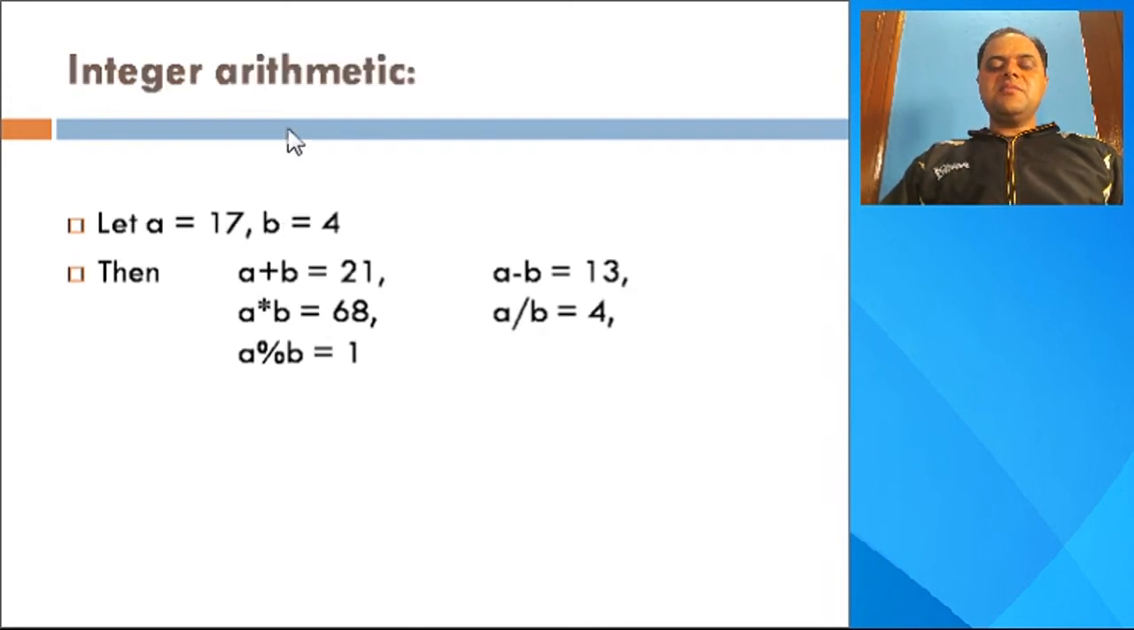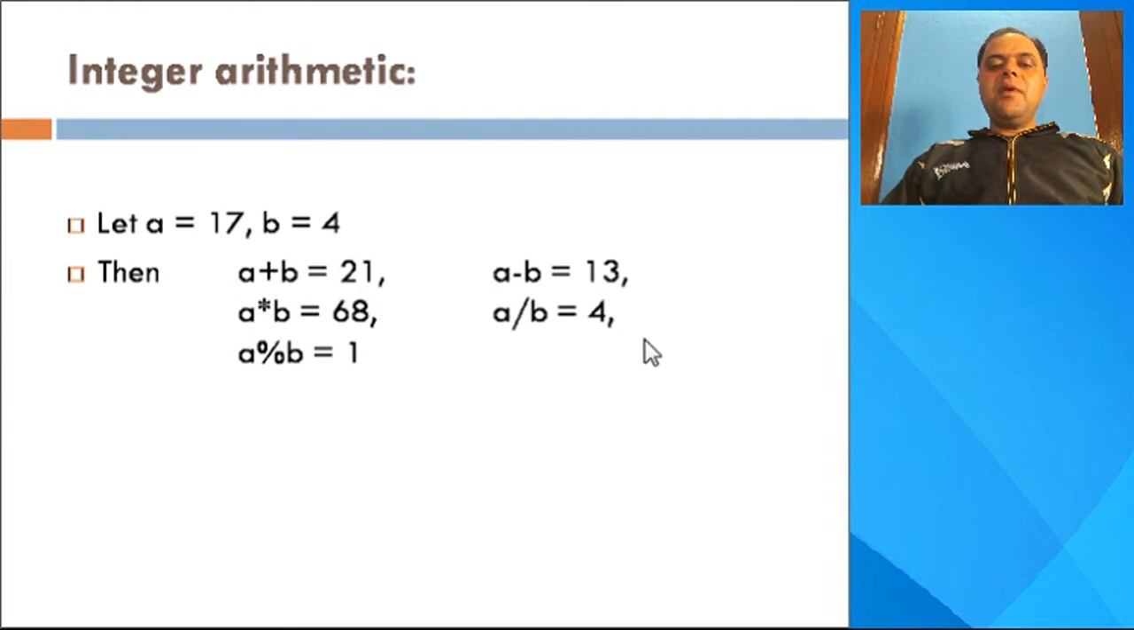Now integer arithmetic. It means we have two integers and we apply operators on these two integers. For example, the value of a is 17 and the value of b is 4. When we add a plus b, it is 21. When we subtract b from a, it is 13. When we multiply a by b, it is 68. When we divide a by b, it is 4.